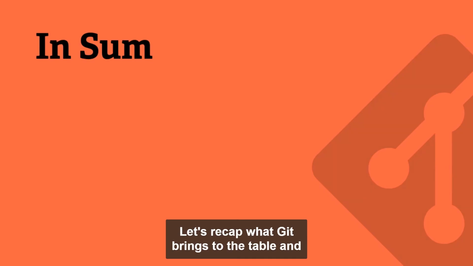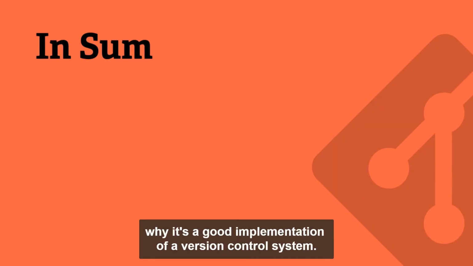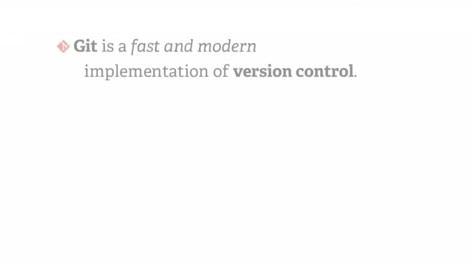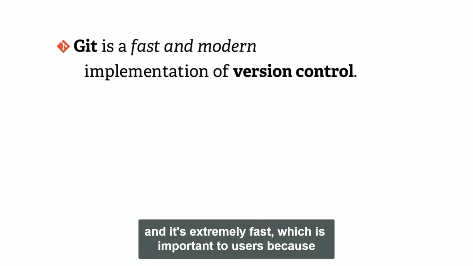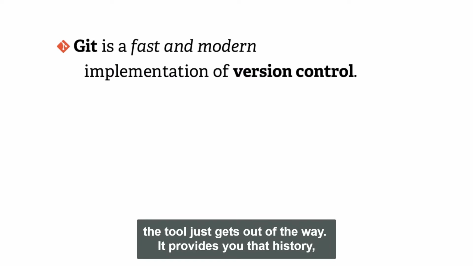Let's recap what Git brings to the table and why it's a good implementation of a version control system. It's very lightweight. It's one of the newest implementations out there, even though it's had a full 7 years to mature, and it's extremely fast, which is important to users because the tool just gets out of the way.